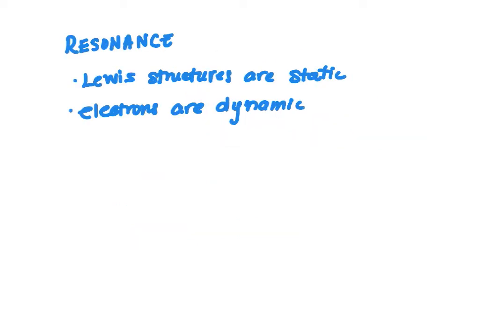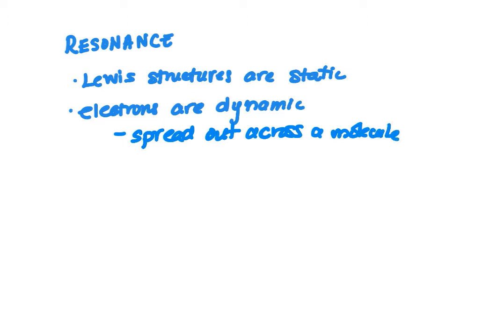Now we're going to explore a concept known as resonance. The Lewis structures that we've drawn are static pictures of where the valence electrons are present in a molecule. It's important to remember that electrons are dynamic. They are always moving, and they behave as clouds of electron density. These clouds spread themselves throughout the molecule, or are delocalized. So electrons like to spread out across a molecule. The more electrons spread out, the more stable the molecule is.